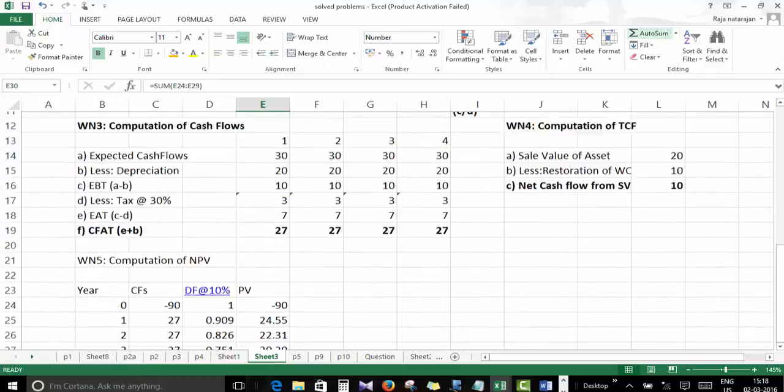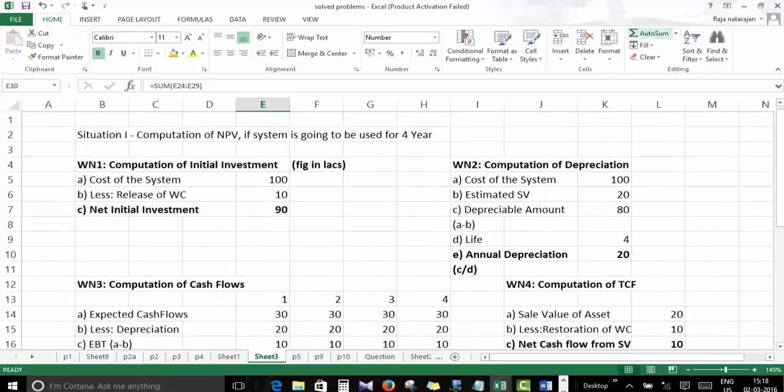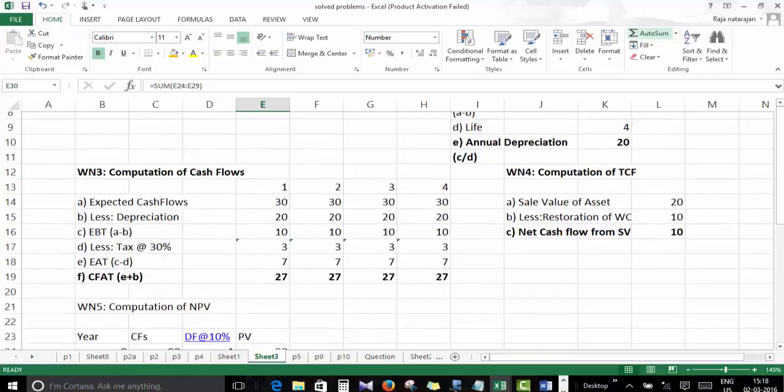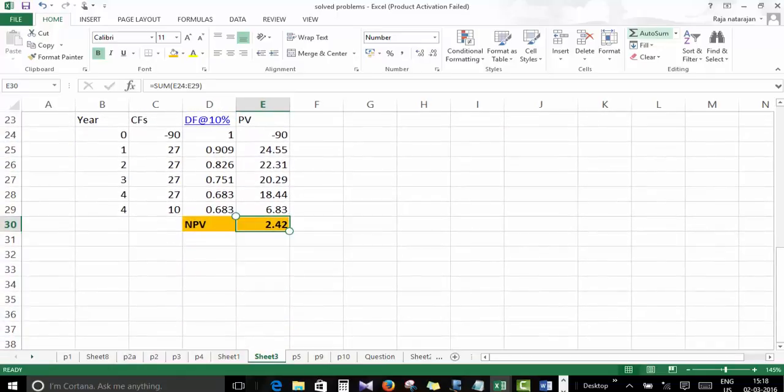Now let us also talk about scenario 2. What I'll do, I'll just make modifications in all this calculation, but you have to try it independently, because when you solve them, you have to try them independently. Now let me just give the summary here somewhere. Okay, NPV in scenario 1 is 2.42, and this operates under the assumption of 4 years life.